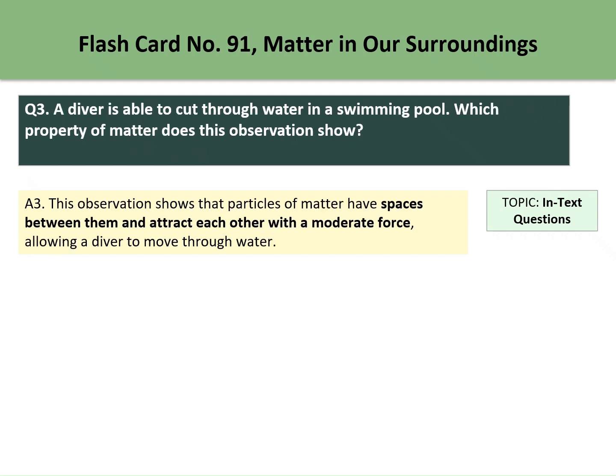Next. A diver is able to cut through water in a swimming pool. Which property of matter does this observation show? This observation shows that the particles of matter have space between them and attract each other with a moderate force, allowing a diver to move through water. Remember, water particles attract each other but not strongly enough to stop the movement.